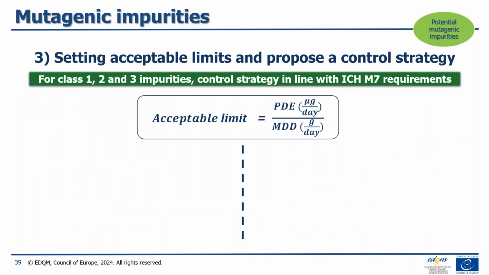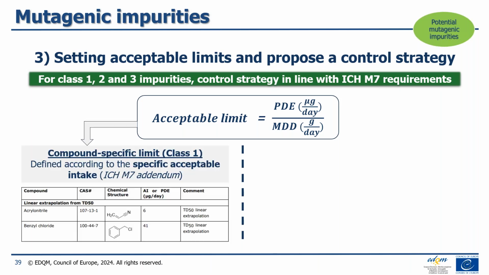Then the next step is to set acceptable limits and to propose a control strategy. And this will be expected to be performed for class 1, class 2, and class 3 impurities. So the acceptable limit will be defined by dividing the permitted daily exposure by the maximum daily dose for your substance. So as I've said, there are two approaches. So either you are able to define a limit which is specific to your compound. So this will be applied for class 1 impurities. And in this case, the limit will be defined according to the specific acceptable intake, which is reported in the ICH M7 addendum.